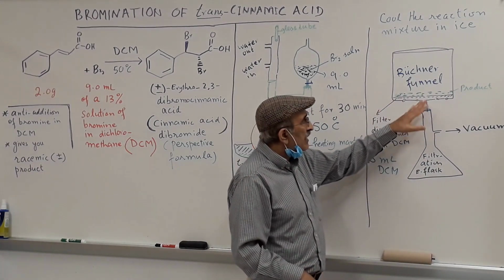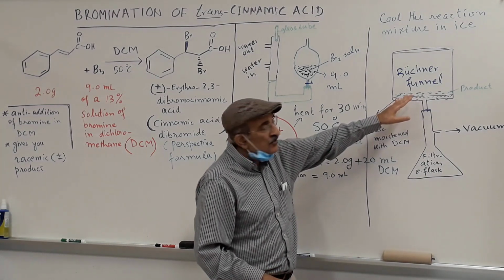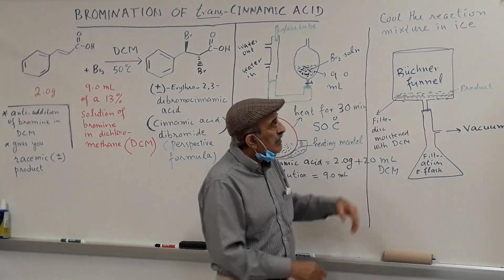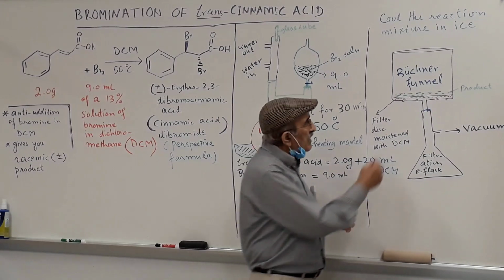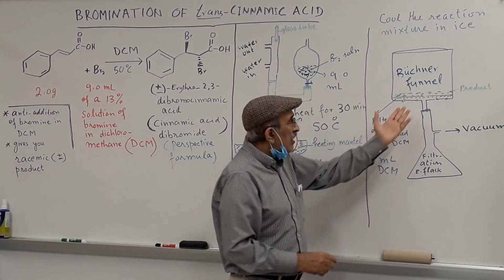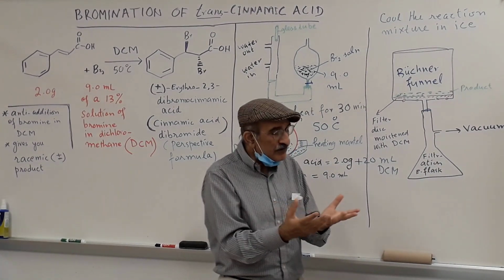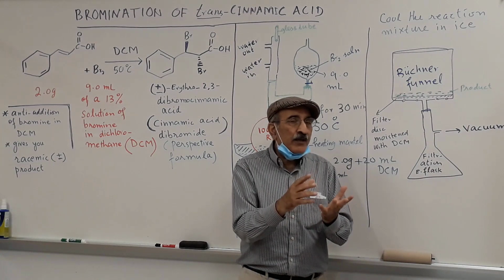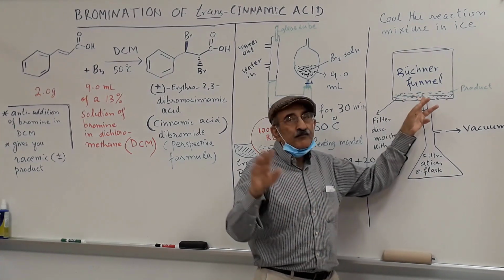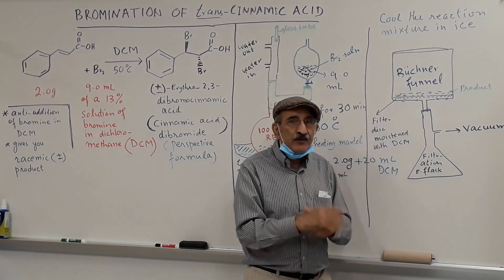So you assume that your product, which is white crystals on top of the filter disc, is there. Now you need to use a spatula to detach the filter paper along with the product and transfer it to a watch glass. And by the way, your watch glass and the filter disc should have been already weighed. And find out the mass of the product.